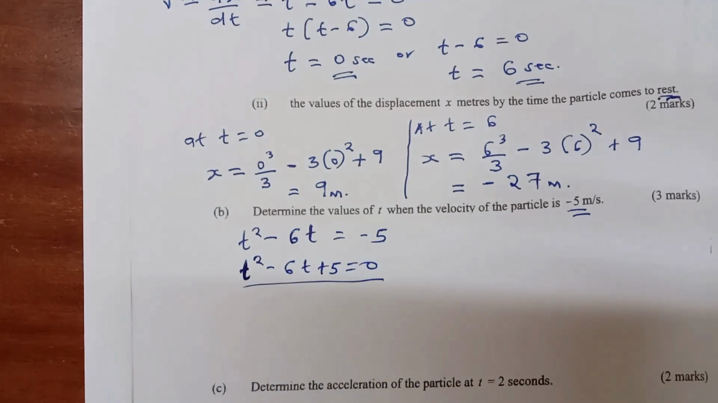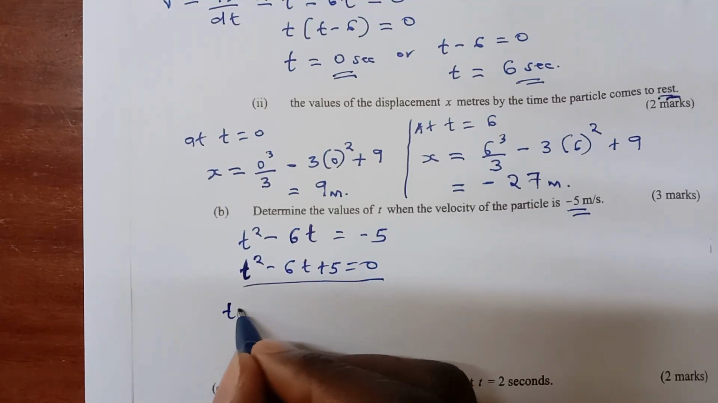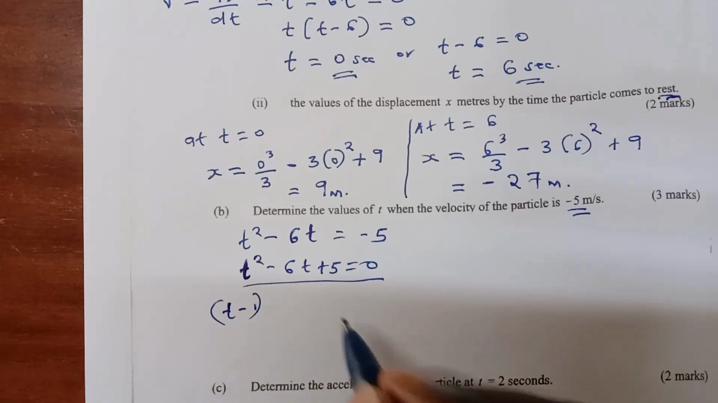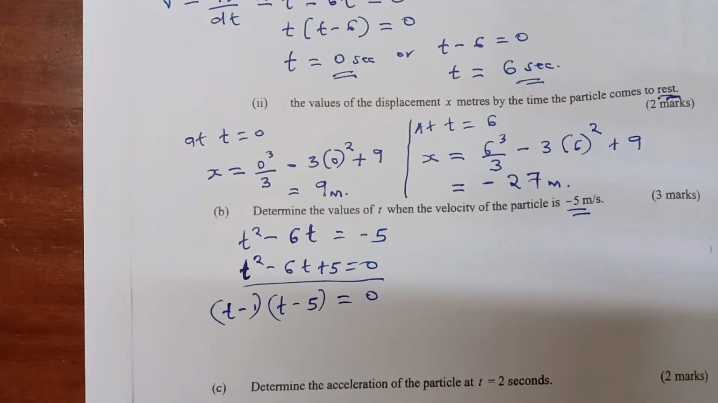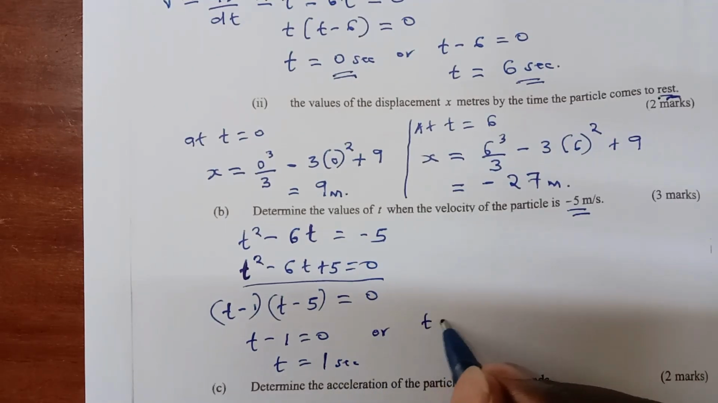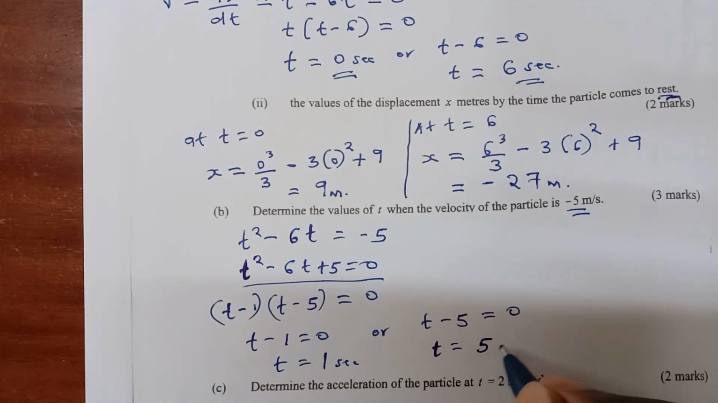So this one is a quadratic equation that we can solve by factorization. So when you factorize this one, you will have t minus 1, then t minus 5 equals 0. So it means that either t minus 1 equals 0, so t equals 1 second, or t minus 5 equals 0, so t equals 5 seconds.